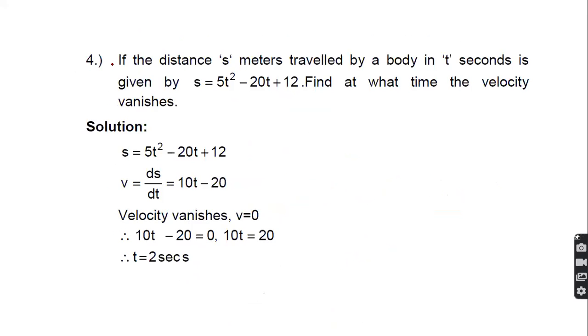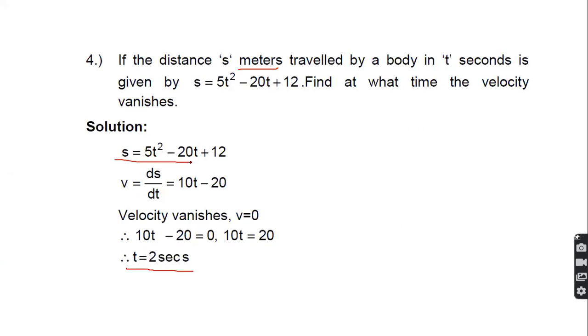The fourth problem: the distance is in meters. So here it is mentioned meters. Now, the distance in meters traveled by a body in t seconds is given by s equal to 5t square minus 20t plus 12. Find at what time the velocity vanishes. Velocity vanishes means it is equal to 0. So you have to put v equal to 0. Then we have to find the t value.